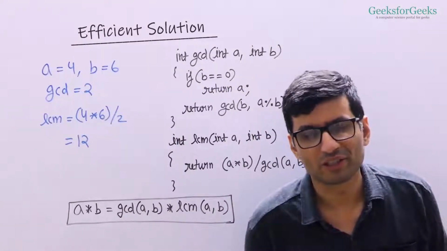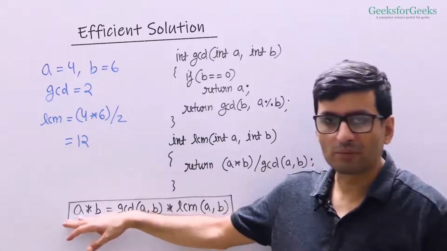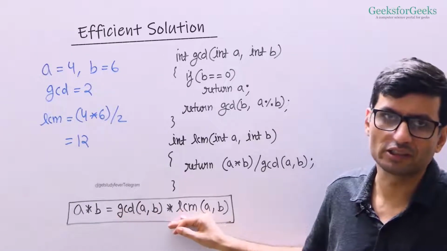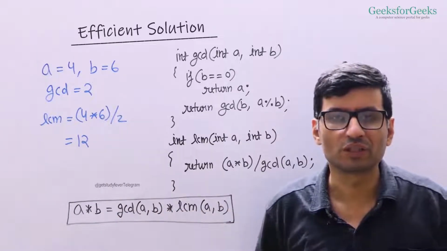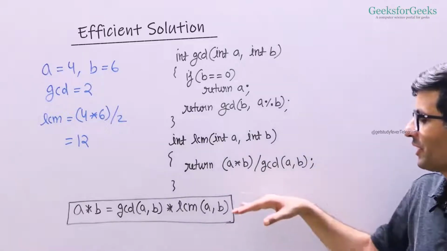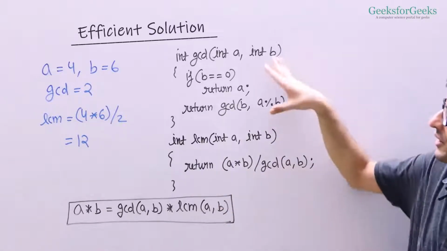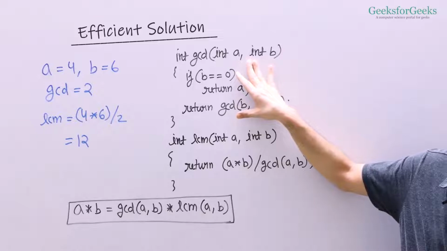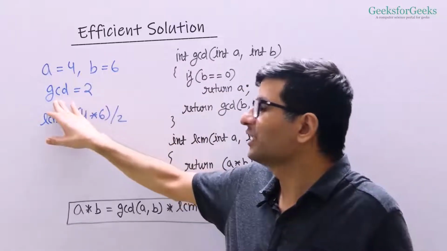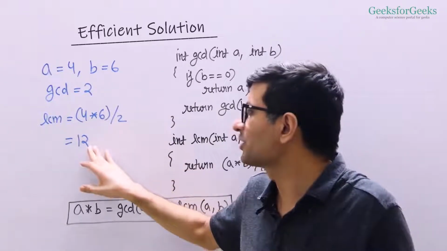Let us now talk about an efficient solution. This efficient solution is based on this formula, that multiplication of two numbers is equal to multiplication of GCD and LCM. So what we do is we use Euclidean algorithm to find the GCD, and then we compute the LCM as multiplication of two numbers divided by GCD. We have discussed this standard Euclidean algorithm in an earlier video. So for example, if A is 4 and B is 6, our GCD is going to be 2 and our LCM is going to be 4 into 6 divided by 2, which is 12.